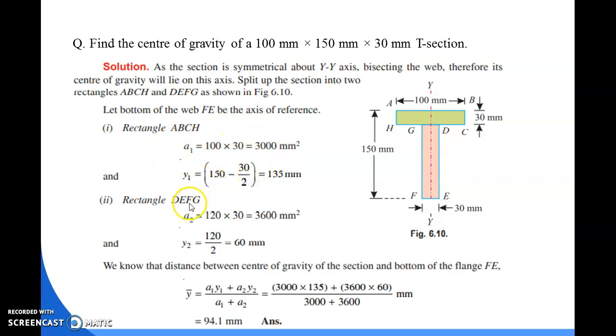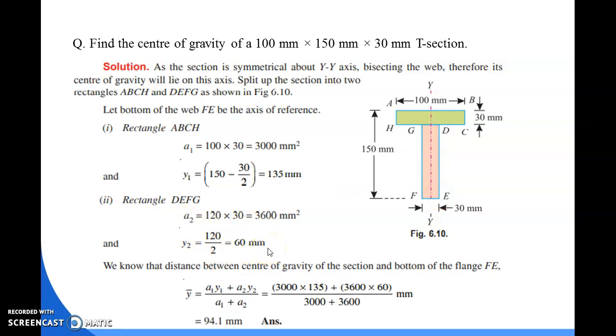Then coming to the next section, that is the web portion. For the web portion, the area of the web is equal to b into d, as it is a rectangular portion. So the b value is 30 and the d value is 120. So 30 into 120 is 3600 mm square, and the y2 value, that is the CG of the second section, should be d by 2 because it is a rectangular portion. So d value is 120 and d by 2 is 120 by 2. Hence 120 by 2 is equal to 60 mm.